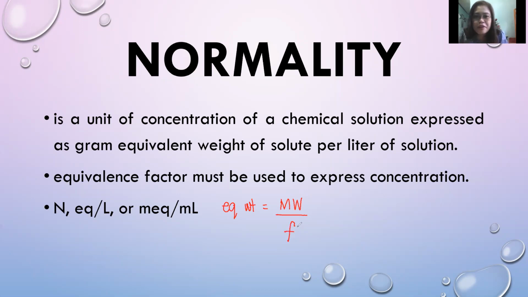Again, this is our formula. Equivalent weight is equal to molecular weight divided by F. So again, MW is molecular weight or the molar mass. So makabalo na ta nga sa atong molar mass now, meaning you need your periodic table and then divided by F. F is your equivalence factor. So later na lang isahon nako ang pag-identify sa equivalence factor.